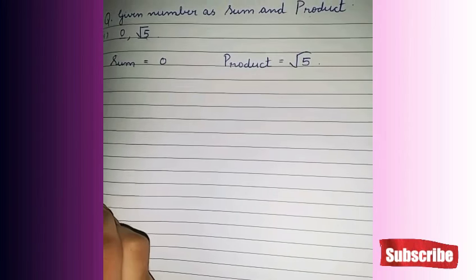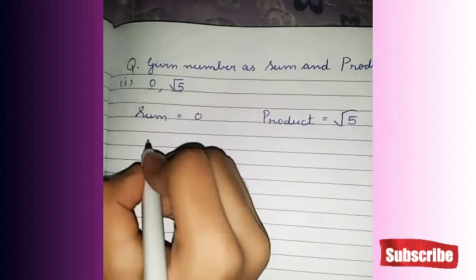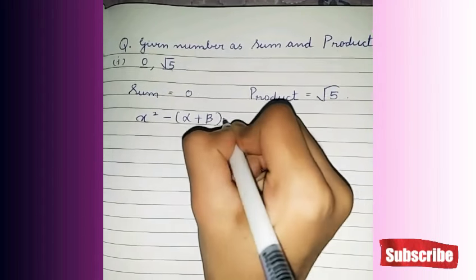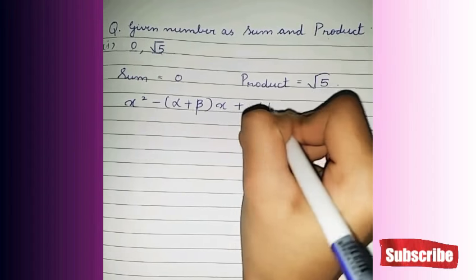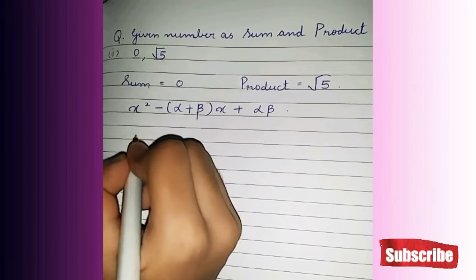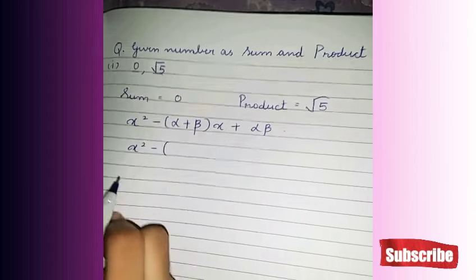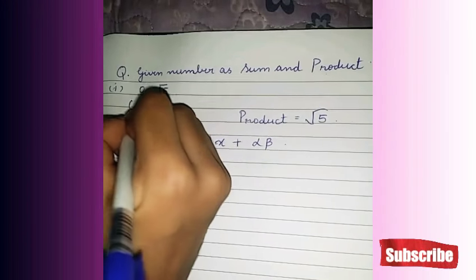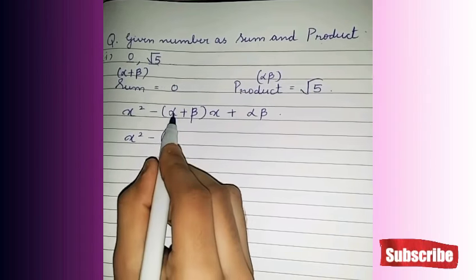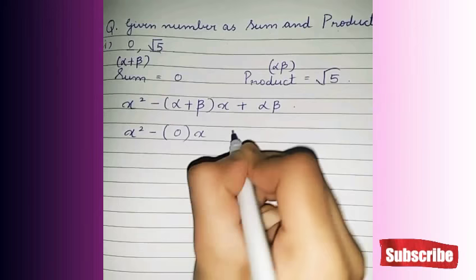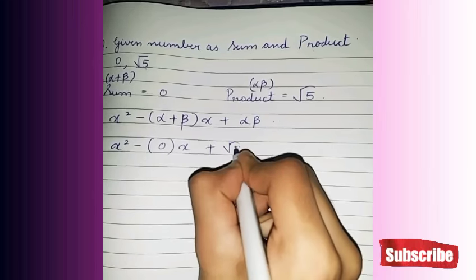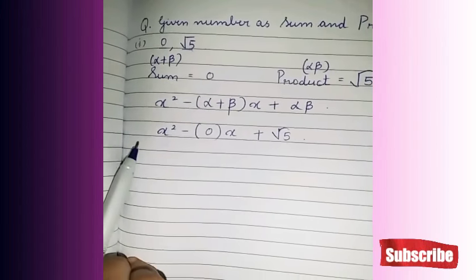Here there is another formula which we have to learn, that is x square minus (alpha plus beta) x plus alpha beta. This is a quadratic equation which we have to learn. Sum means alpha plus beta and product means alpha beta. Here alpha plus beta is given as 0, and the product alpha beta is given as root 5. So we just have to apply it as the sum and product.